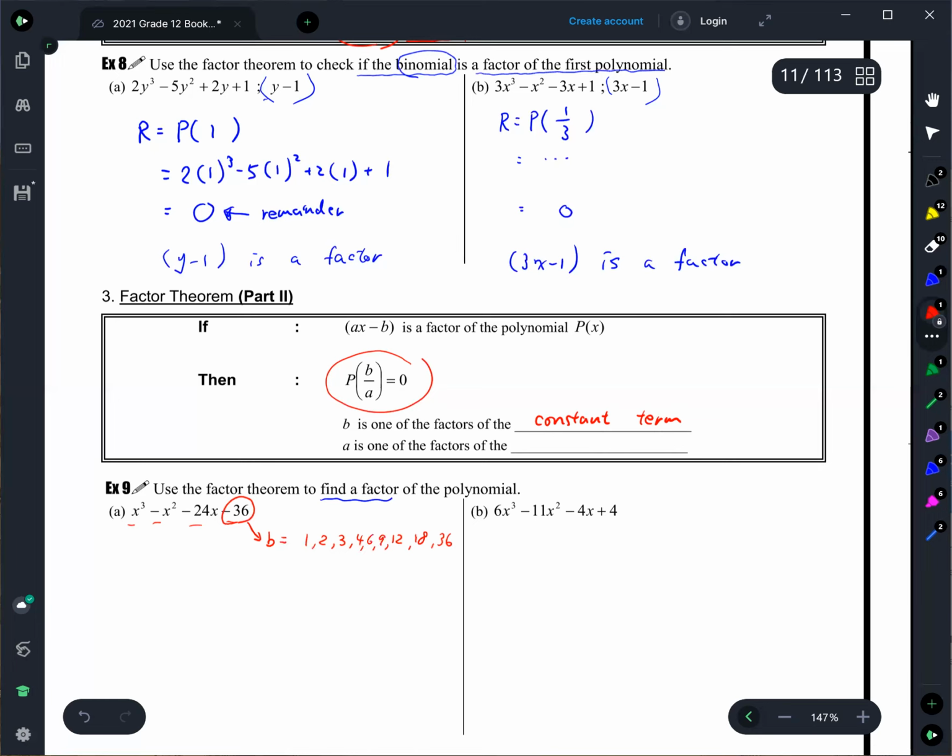And then we have 6, 6 times 6. And it could also be negative, so you have plus minus. You have a list of all these possible b values. So that's for the constant term. Can you raise your hand if you've caught up so far? Understand up to this point, how we get the b values.